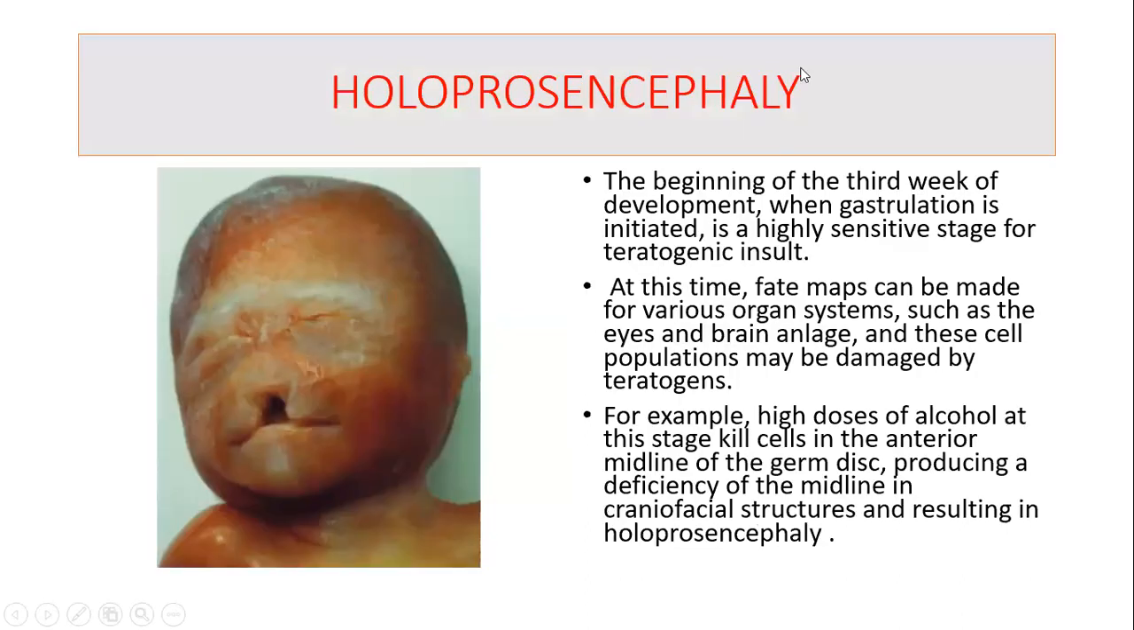Now there are certain anomalies. First one is holoprosencephaly. At the beginning of the third week of development, when gastrulation is initiated, it is a highly sensitive stage for teratogenic insult. Why?